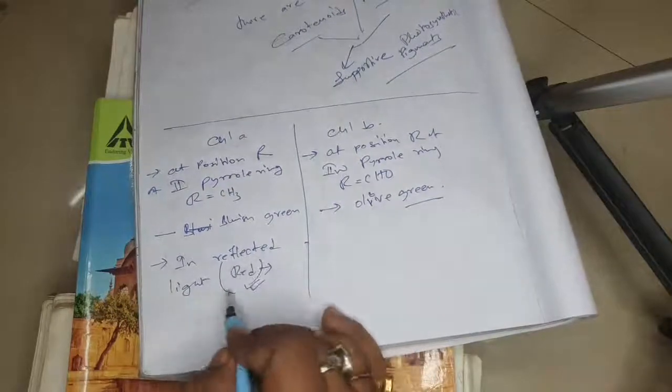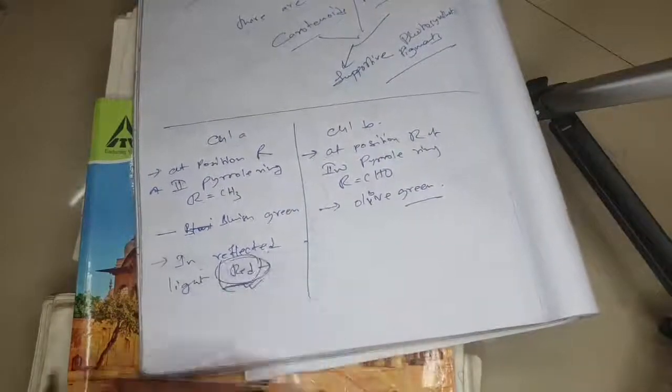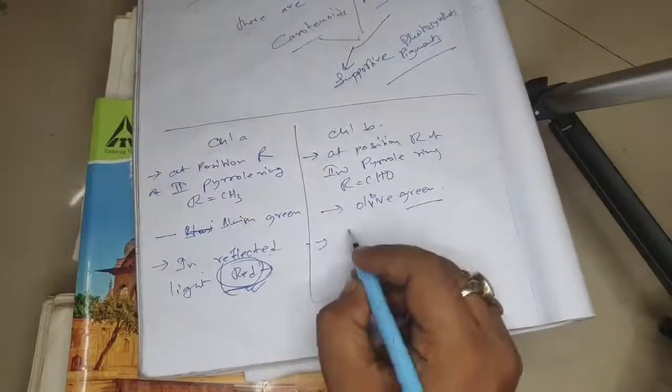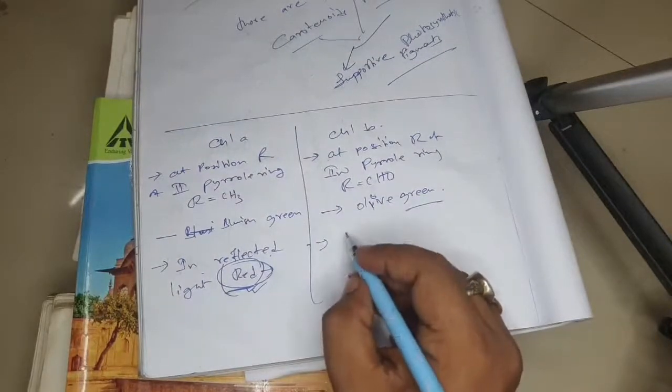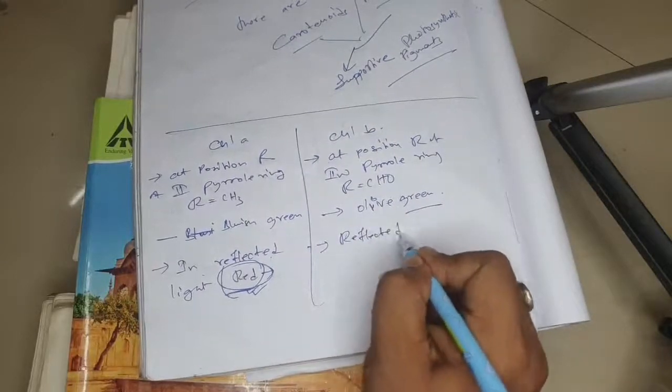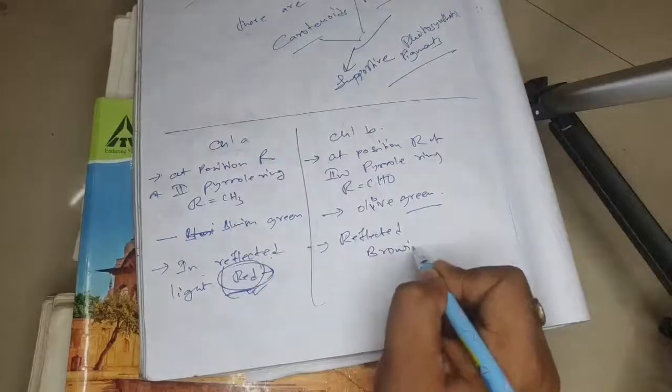Or in reflected light you will see it to be red. Okay, same thing. And in this case, in reflected light you will see it to be brownish red.